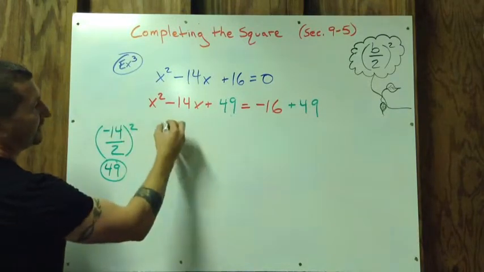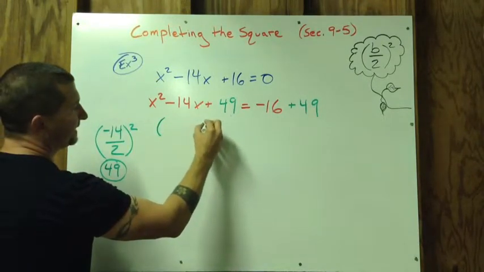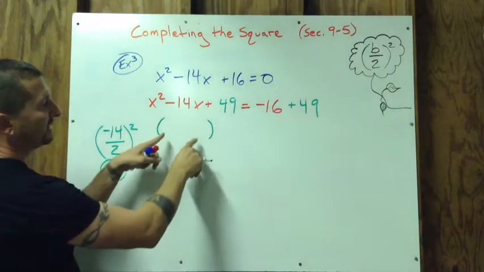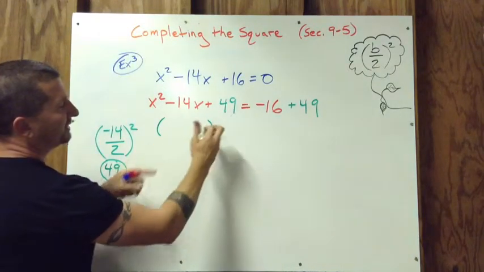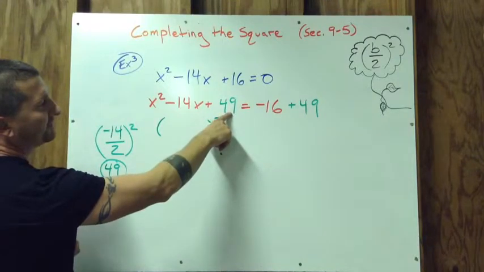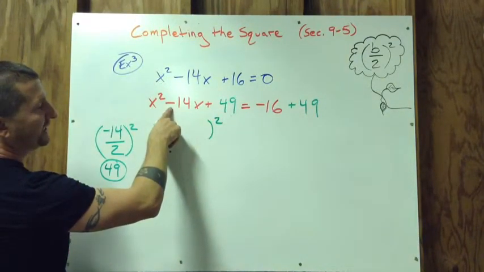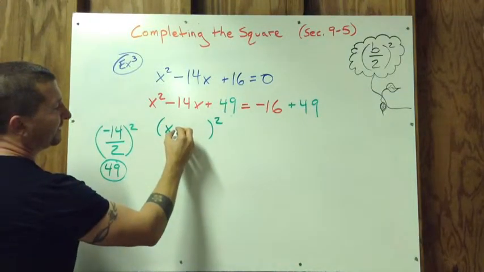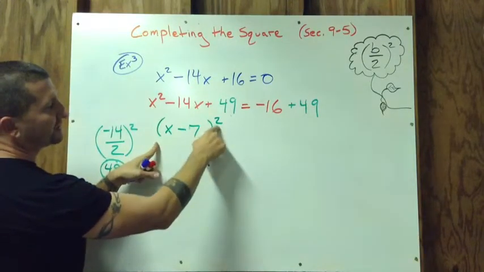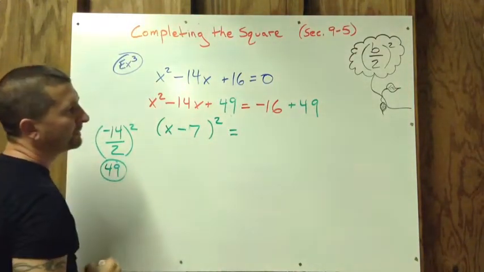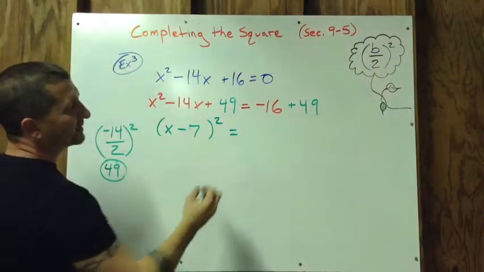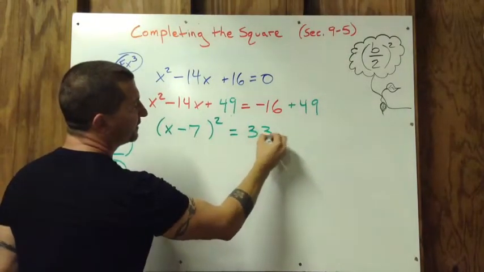Alright, now let's factor this side. Now it should be pretty easy. And since we know we're completing a square, we're getting a perfect square, let's go ahead, instead of writing two binomials, let's just write one. We know they're both going to be the same. If we have a positive 49 and a negative 14, that means we're going to have x minus 7 times x minus 7, which means we have x minus 7 squared. Negative 16 plus positive 49, that gives us positive 33.